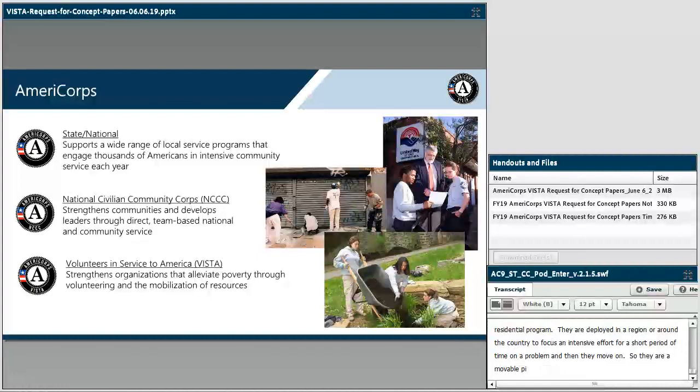There are 4 campuses where these young adults live and deploy from in the U.S. Those campuses are located in Denver, Sacramento, Vicksburg, Mississippi, and Benton, Iowa. And then, of course, the third AmeriCorps program, where we're going to spend most of our time today, is VISTA, or Volunteers in Service to America.